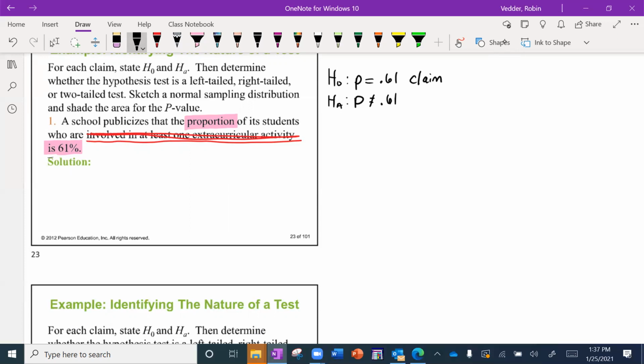Final step, we need to identify which type of test. Does the null or the alternative decide what type of test? Alternative, right? So always when you're doing this, use your alternative to determine the test. Not equal to, is that going to be left-tailed, right-tailed, or two-tailed? Two-tailed, good.